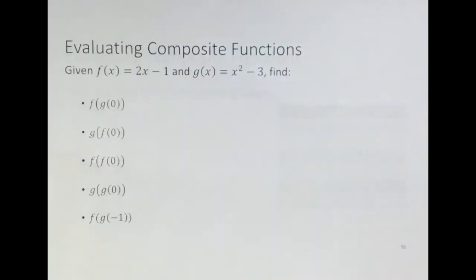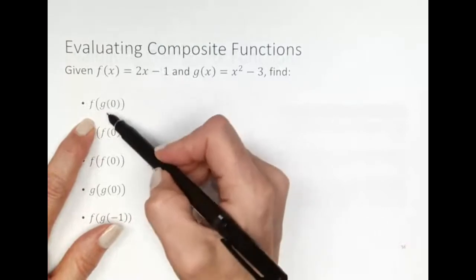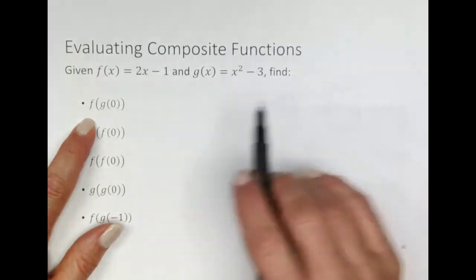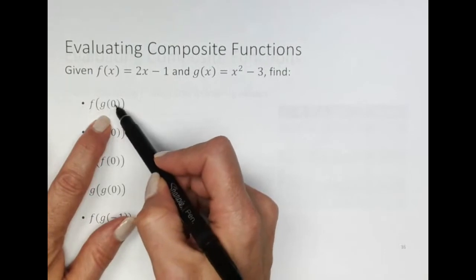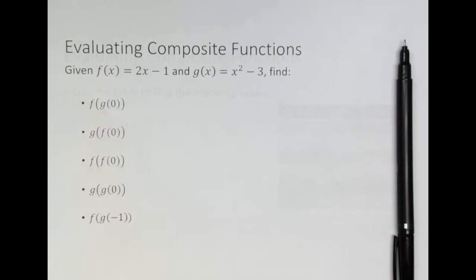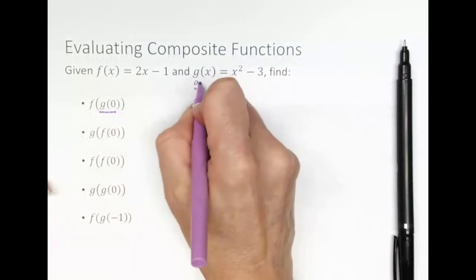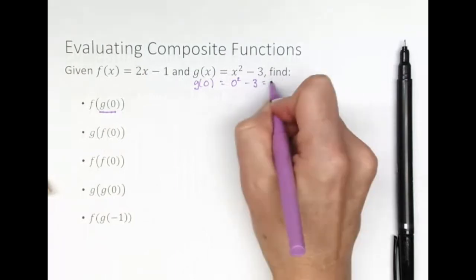So let's look at some examples. In this first example here, we want to compose f and g. So we want the output of g to become the input of f. Before we could find f of g of 0, for a specific input, 0, we need to find what g of 0 is first. Right? So let's see if we can find g of 0. G of 0 is going to be 0 squared minus 3, or negative 3.